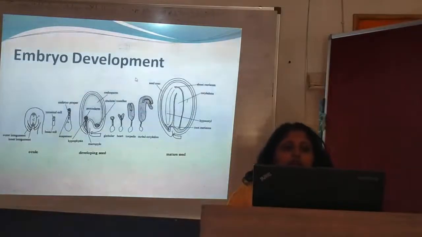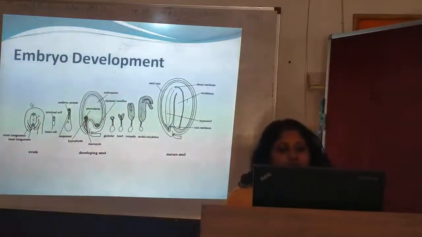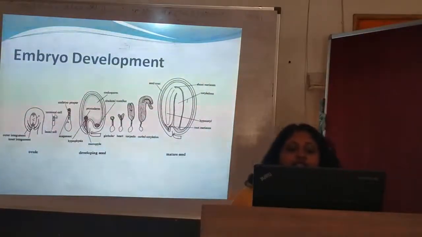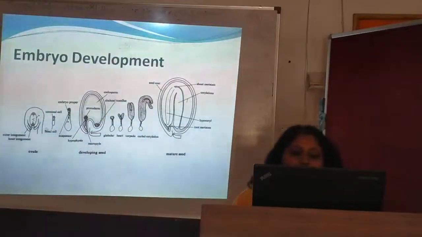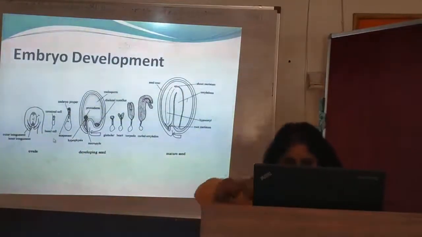Now see here, embryo development. See, this is the outer integument, and there are inner integuments. This is the whole ovule structure. Terminal cells. Now how is the development occurring? See, it is a two-cell stage.